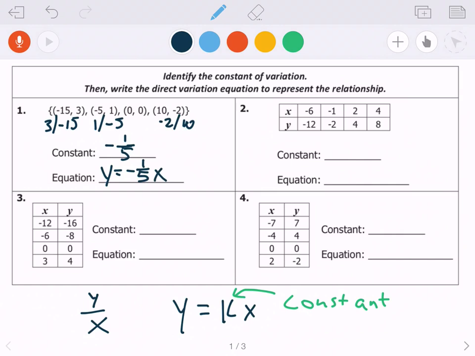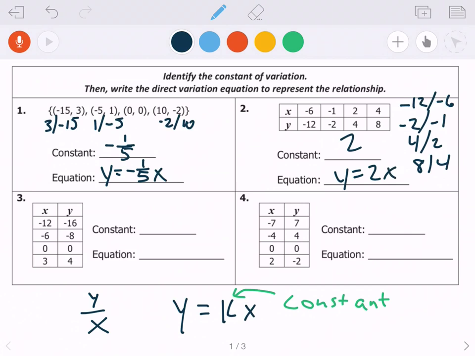Let's go on to number 2. Again, y over x, so we have negative 12 divided by negative 6, negative 2 divided by negative 1, 4 divided by 2, 8 divided by 4. When you simplify those, they should all be the same. That's my constant, which is going to be 2. So my equation should be y equals 2x.